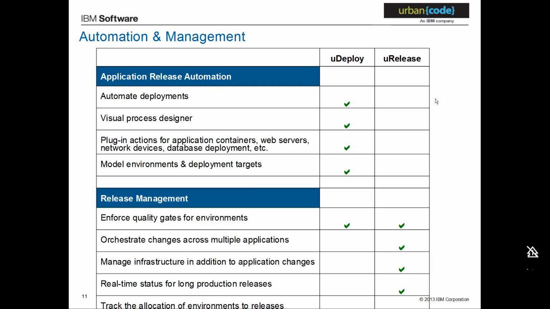So there could be a whole bunch of other exit criteria, whether it has passed through a certification phase, or whether certain security things have been taken care of. So all these processes can actually be covered using uRelease. Again, management of infrastructure in addition to the application changes can be done.